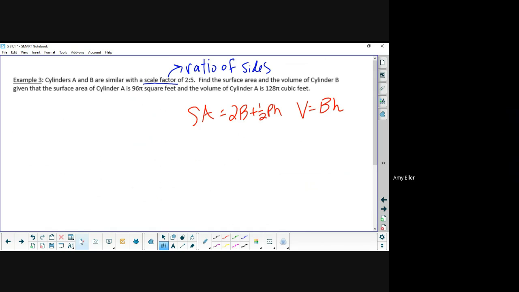Do we have enough information here to find the surface area of cylinder B? No. So we cannot just use our formula to find the surface area of a cylinder. We cannot just use the surface area formula because we don't have a picture, we don't have numbers to plug in and calculate. So what we're going to do is use what we know about cylinder A because they are similar.